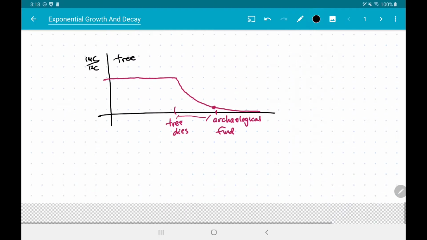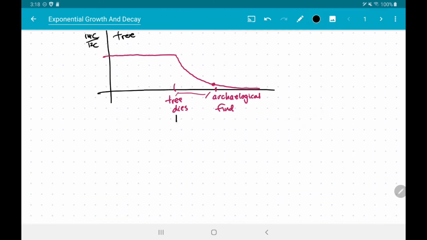So here's how to set that up. I'm going to set time equal to 0 here, and then I'm going to let time be big T right now.